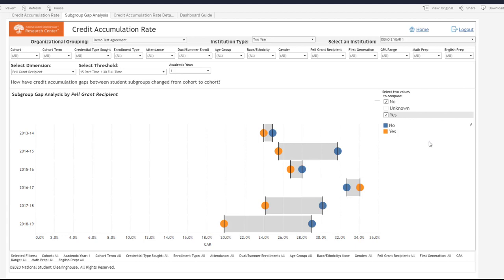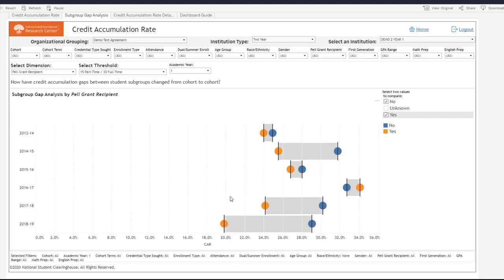Now, let's look at the results. First, let's focus on 2018-19. Hovering over the blue marker for 2018-19, we see a tooltip appear. We find that 29.1% of first-year students who are not Pell Grant recipients met the credit threshold. Hovering over the orange marker, we find that 19.8% of Pell Grant recipients met that threshold. The gap between these 2 populations is 9.2 percentage points.